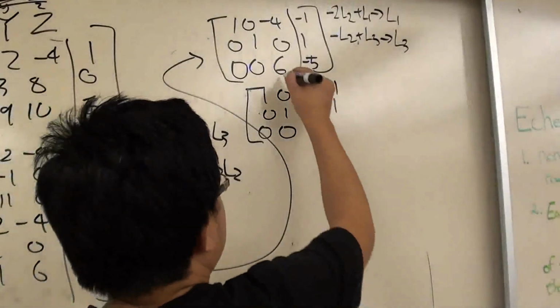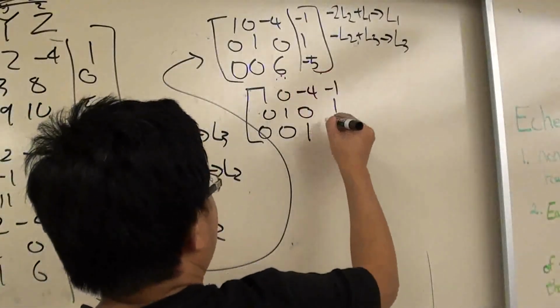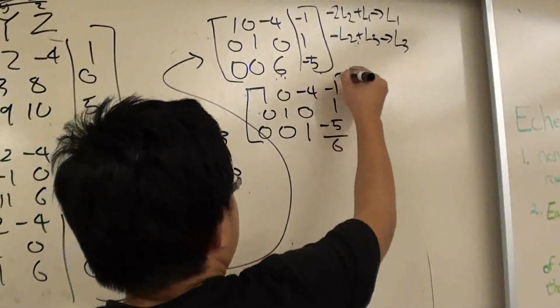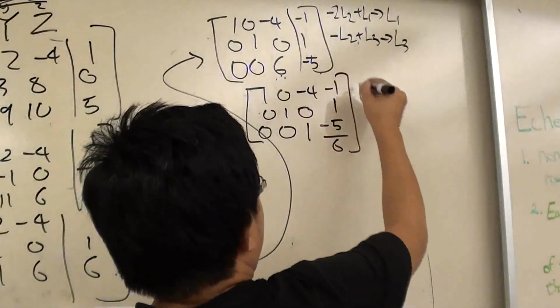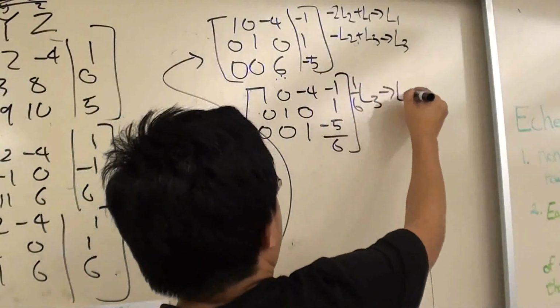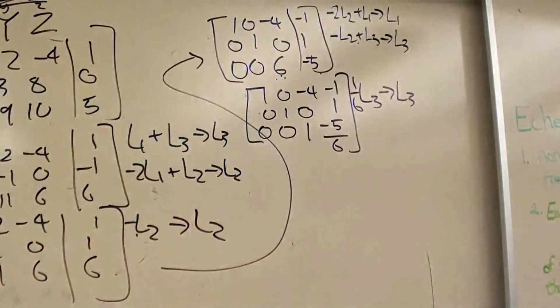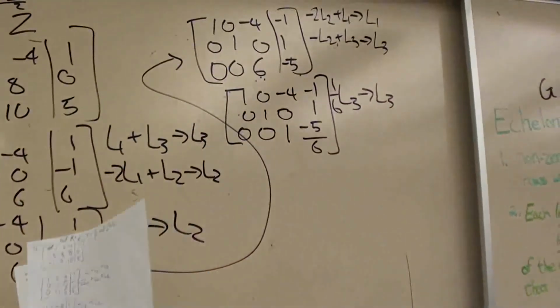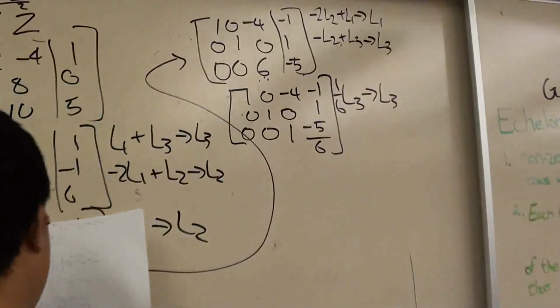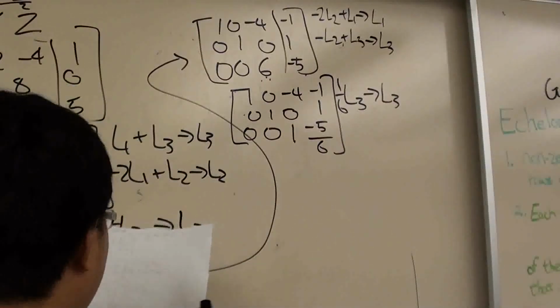So what I did was just divide both by 6. So that's going to be 1, it's going to be 5 over 6, and that's going to be L3, 1 over 6 is the new L3. Every time I say this is the new something, never mind, I'm going crazy. You know what I'm saying.